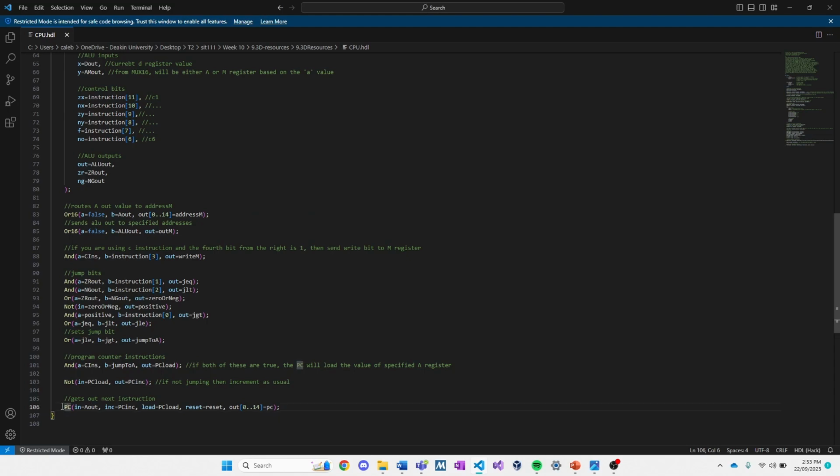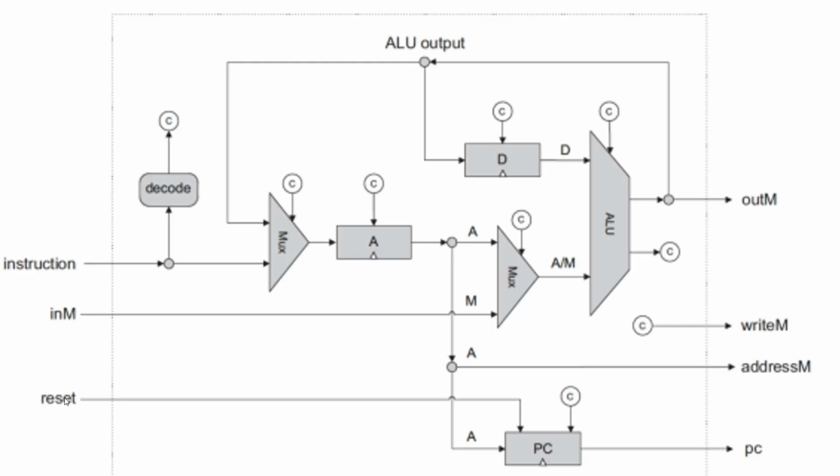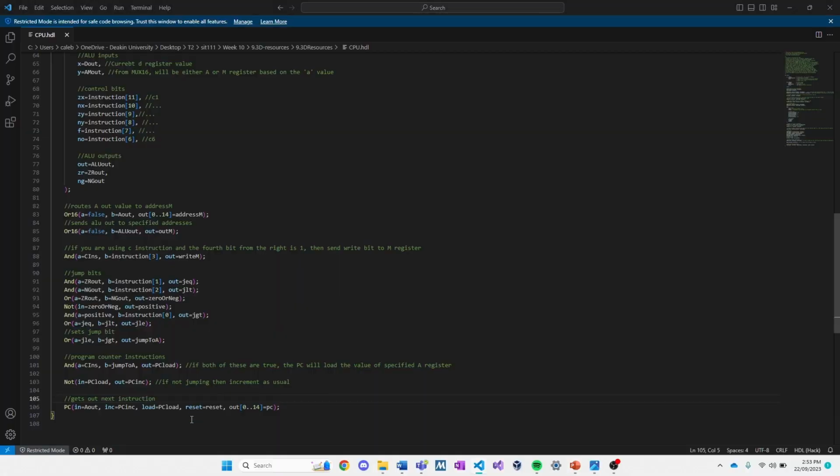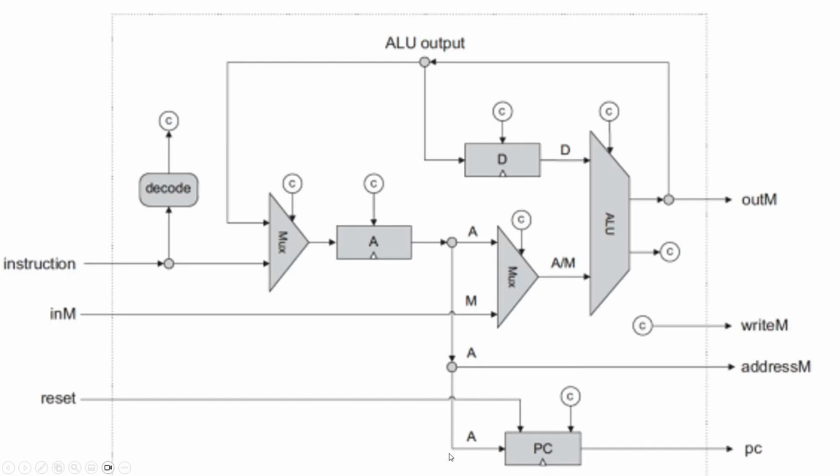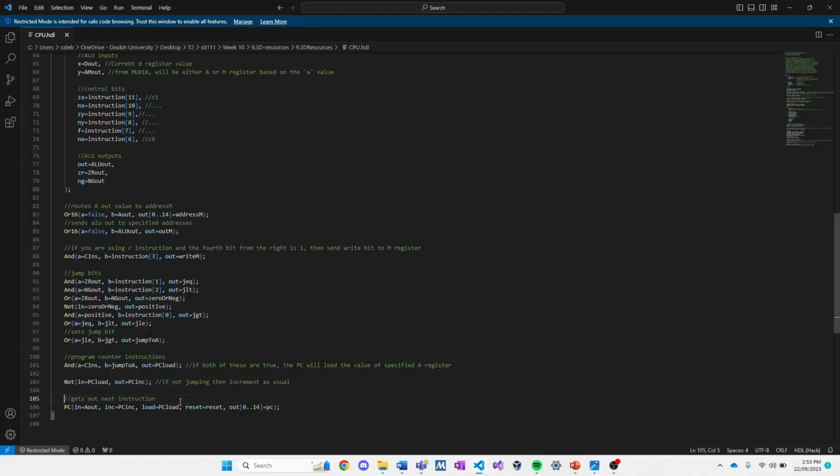Okay, our final line, the PC or the program counter. If we go back to our diagram, it gets the A instruction value, it gets the reset bit, it gets a load value, and then it will output something. Now, this reset value will reset the program counter back to 0. If this is 1, it will reset. The A instruction is being input, and the load is the program counter load. The output will just be the address that it's going to progress to.